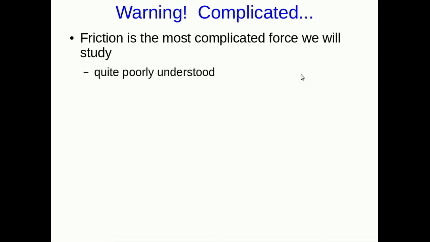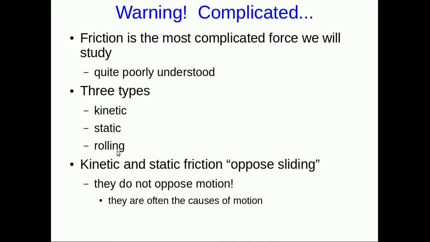There are a lot of people actively researching it, and there's a lot we don't understand about how to predict it, how to calculate it, and so on. We have some simple models that work a lot of the time. There are three types: kinetic, static, and rolling. Kinetic occurs when two things are sliding against each other, static when they are not sliding, and rolling, obviously, when things are rolling. And kinetic and static friction oppose sliding.